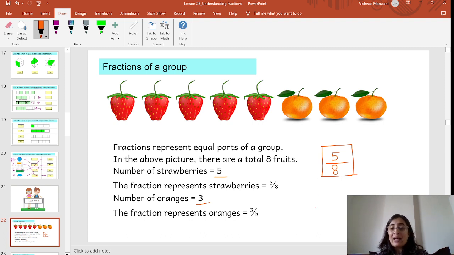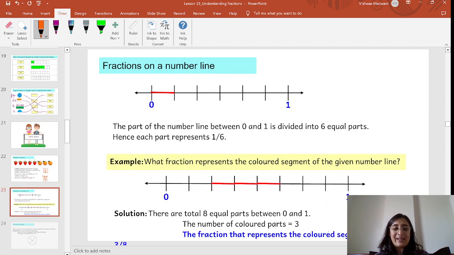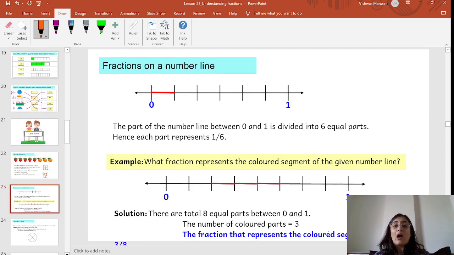And if I ask you what fraction represents the oranges, again, since the total number of fruits is 8 and out of those 8, 3 are oranges, the fraction representing the oranges becomes 3 by 8. Okay, now we will see the same fractions, but we will represent them on a number line.